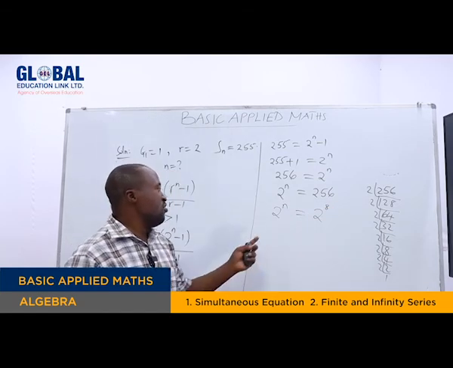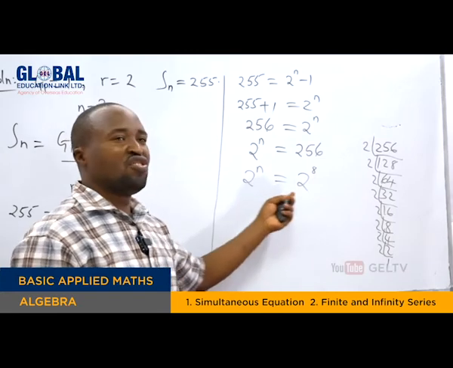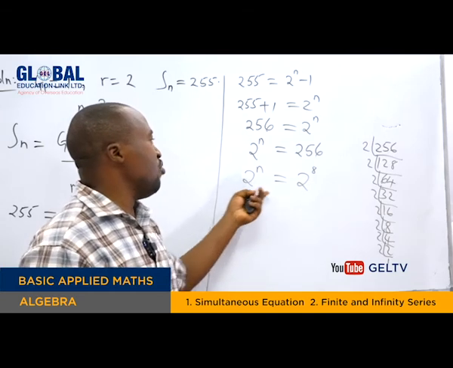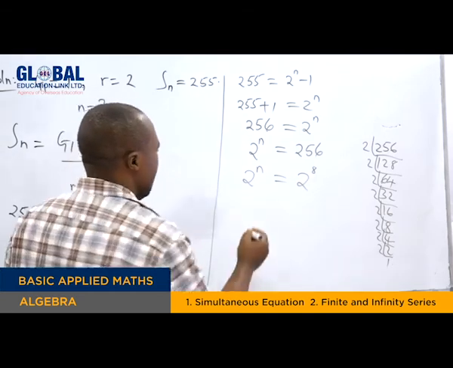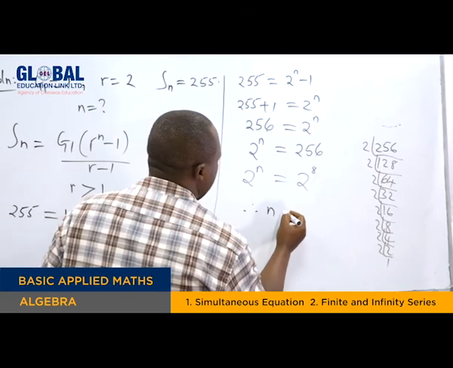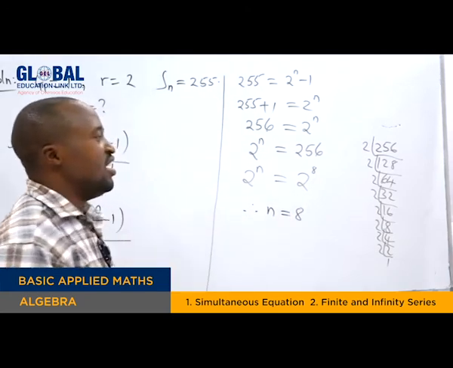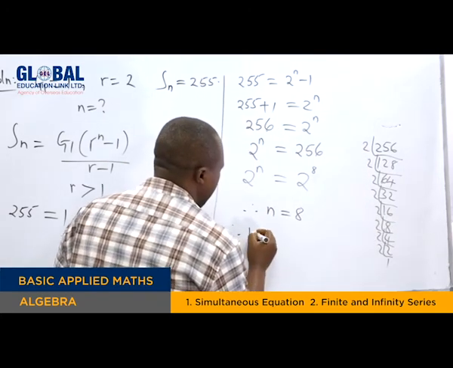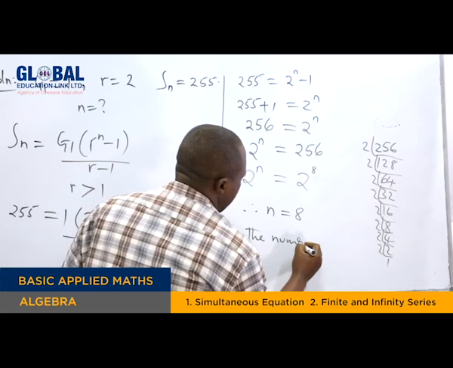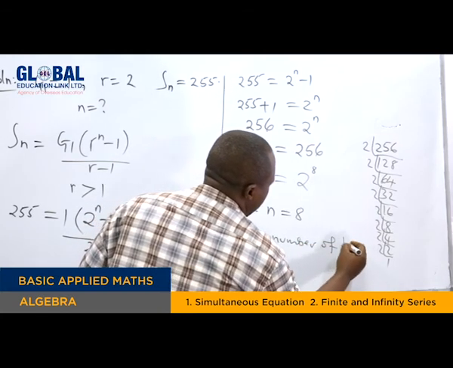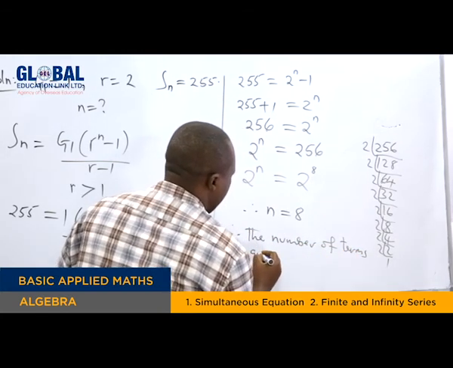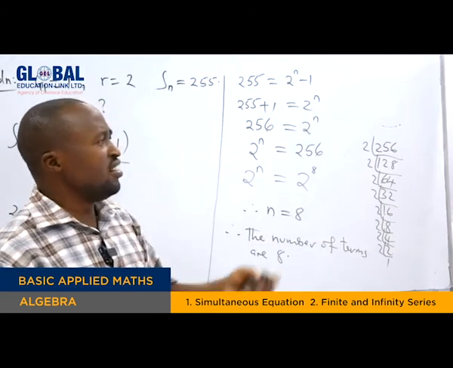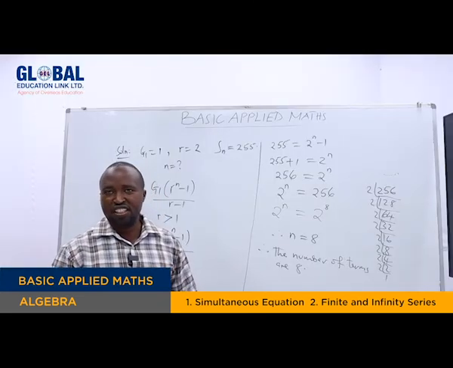Now remember, here we are having the same base. Our base is 2, one on the left-hand side, the other on the right-hand side. Now, equal base implies equal exponent. Therefore, N is equal to 8. Now, how many terms are there? The number of terms is 8. So we are having 8 terms and this is a geometric progression.